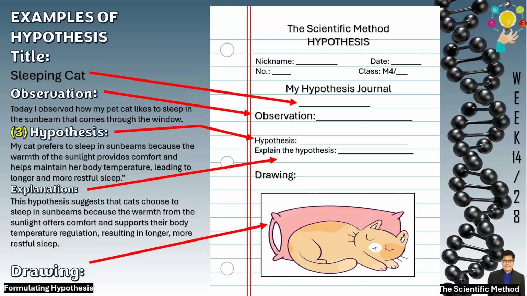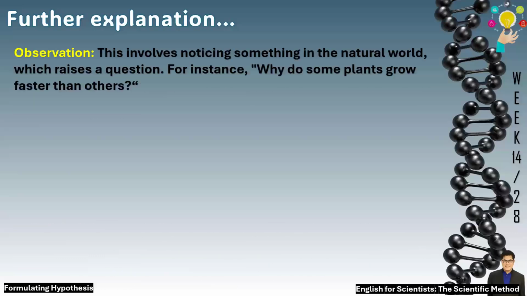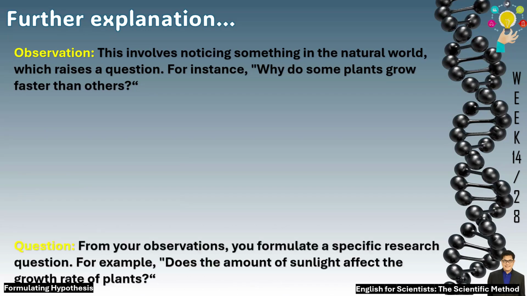another scenario or example. Observation, for example, this involves noticing something in the natural world. Yes, going back, we are learning about the natural world, scientific in the natural world, which raises a question. For instance, why do some plants grow faster than others? You may think when you walk down the road and then you see some plants are growing faster than the others. And then you can come up with a question.